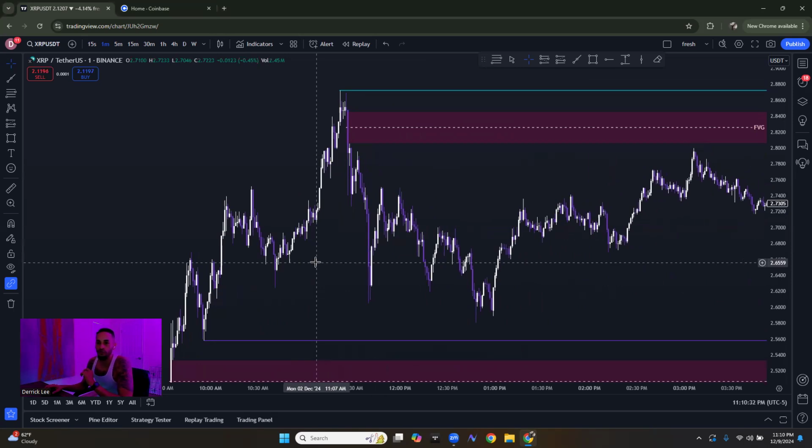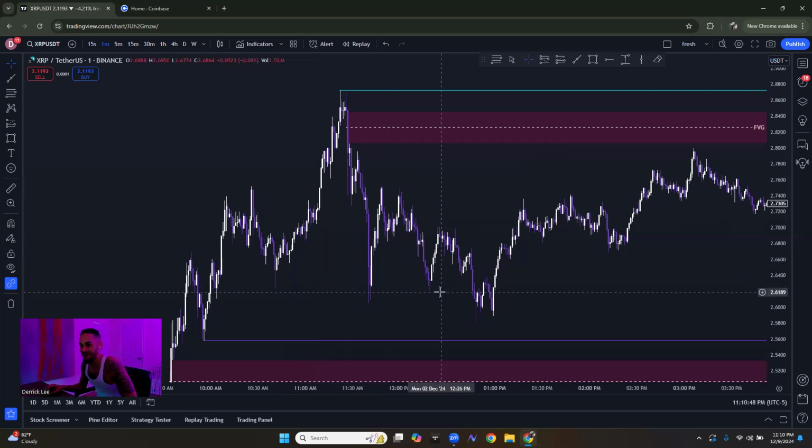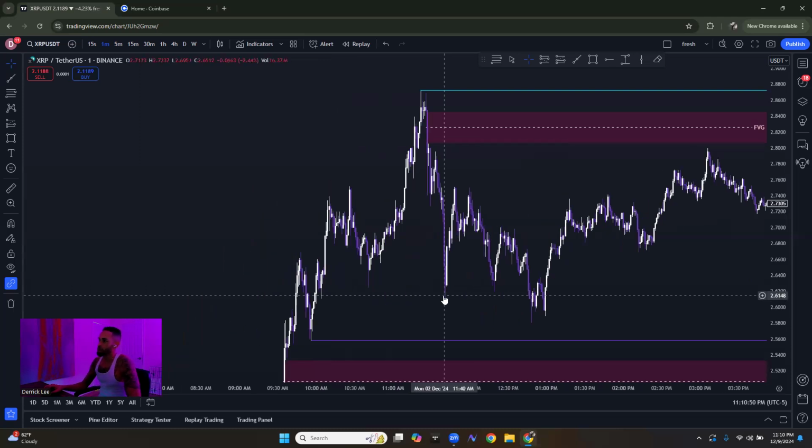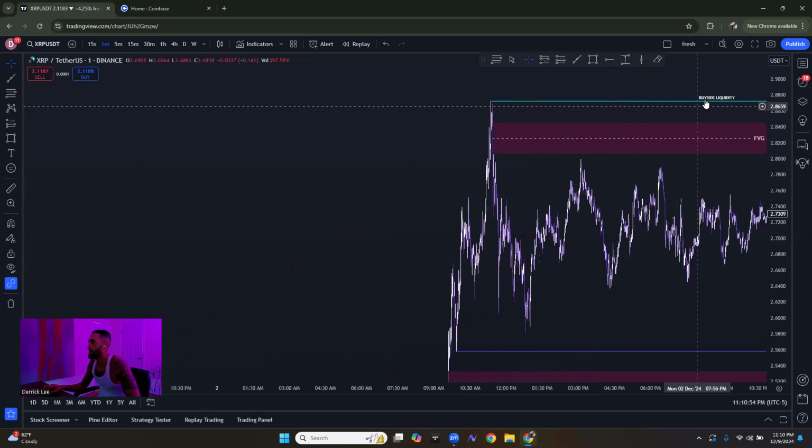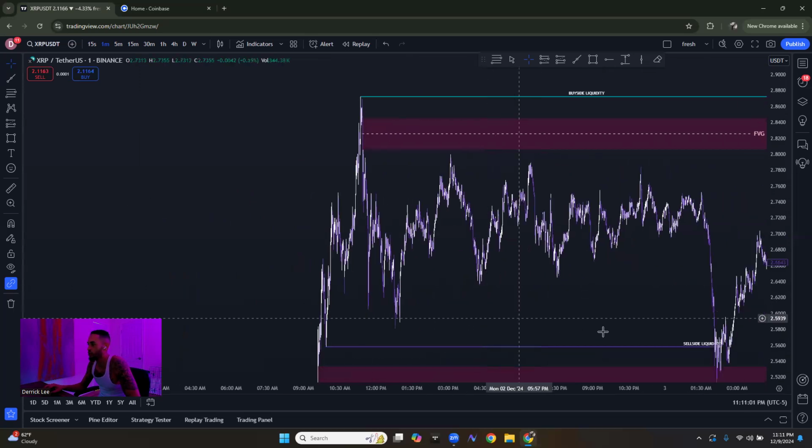Price is algorithmically driven. All right. There's algorithmic delivery. I don't care if BlackRock drops $9 trillion today. It's still gonna run sell side liquidity before we see higher prices. And I'm gonna show y'all what I mean tonight. All right. So, like I said, you have what's called buy side liquidity, which is the high side, and you have sell side liquidity, which is the low side.